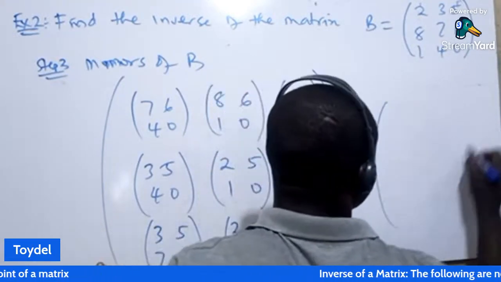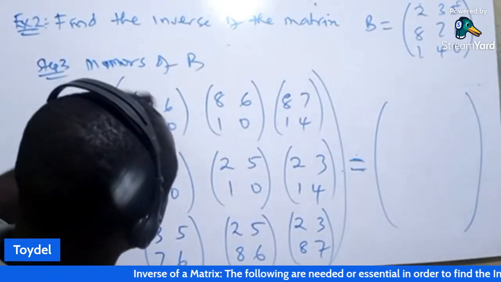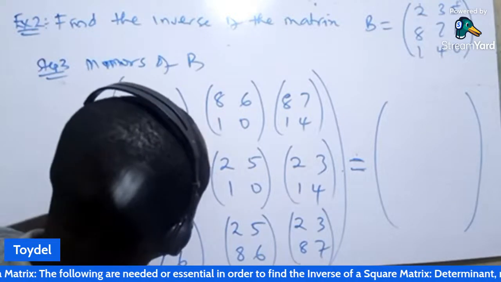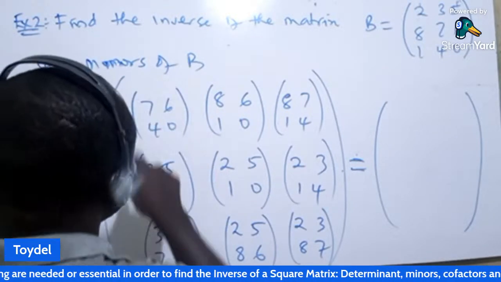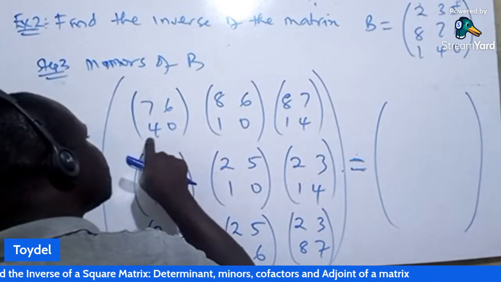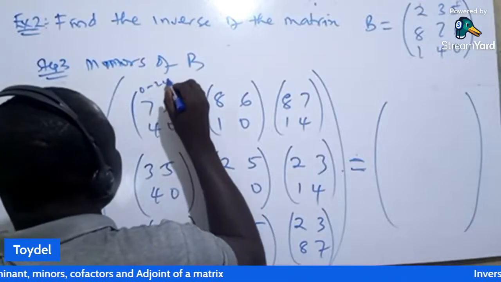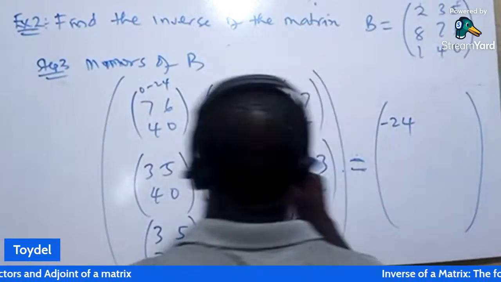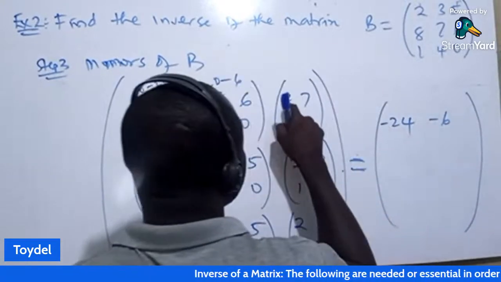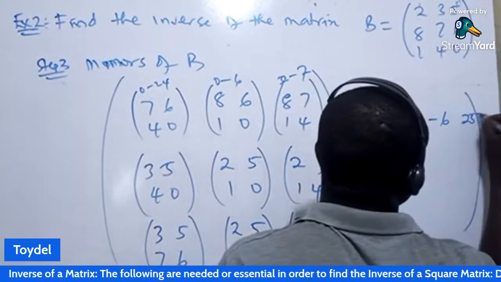So the minors of B will now be given as follows. We use the leading diagonal. We multiply the elements along the leading diagonal minus the ones along the other diagonal. So 0 times 7 is 0, minus 4 times 6 is 24. That is 0 minus 24, and that gives minus 24. The second one is 0 minus 6, that's equal to minus 6. Then the third one, 8 times 4 is 32, minus 7, that is 25.